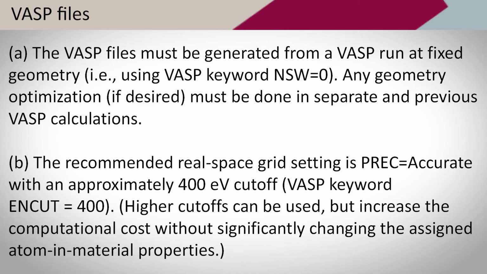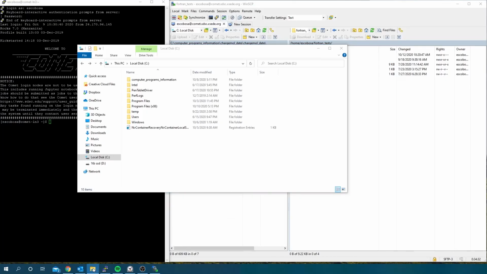Now, for the input BASP files, the BASP files must be generated from a BASP run at fixed geometry. That is, use BASP keyword NSW equals 0. Any geometry optimization, if desired, must be done in separate and previous BASP calculation. The recommended real space grid setting is prec equals accurate, with an approximately 400 electronvolts cutoff. BASP keyword ENCUT equals 400. Higher cutoffs may be used, but increase the computational cost without significantly changing the assigned atom in material properties.